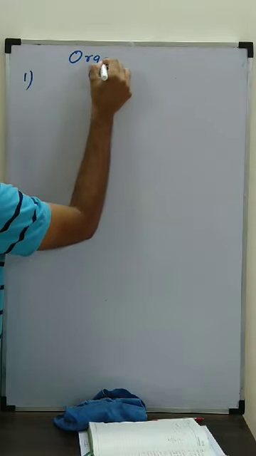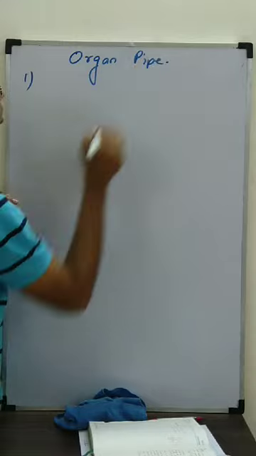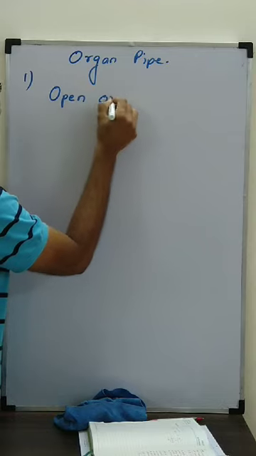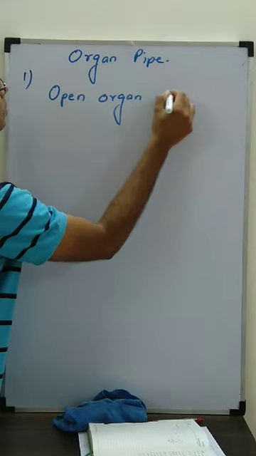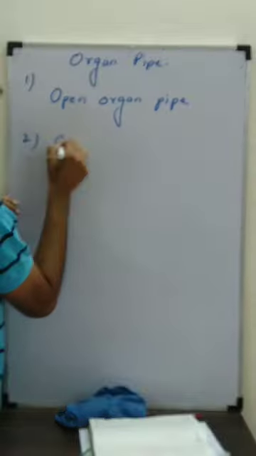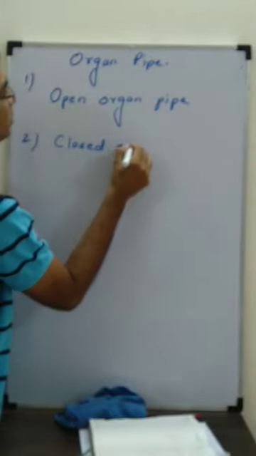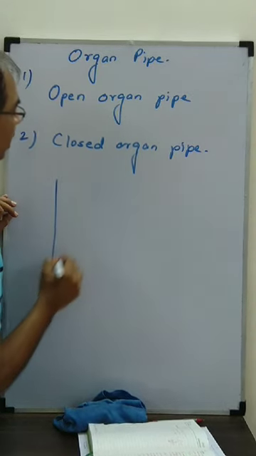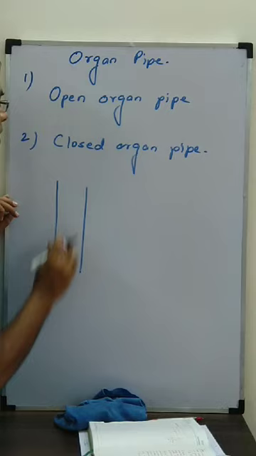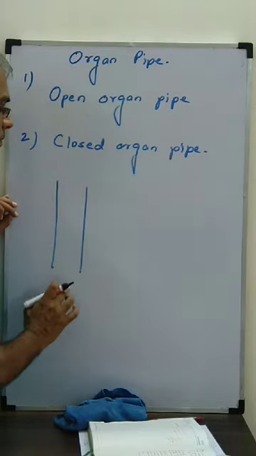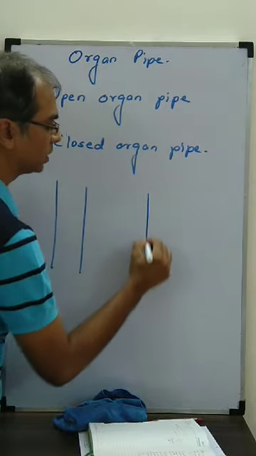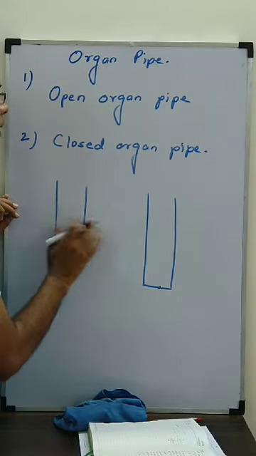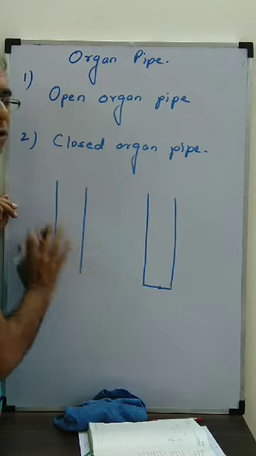Okay, these are called organ pipes. Two types of organ pipe we have. One is open organ pipe and the other one is called closed organ pipe. Now, open organ pipe means what? Open organ pipe we make like this. It's a pipe which is open at both ends. Closed organ pipe means it's closed at one end. Open organ pipe, its examples are flute and all other musical instruments.